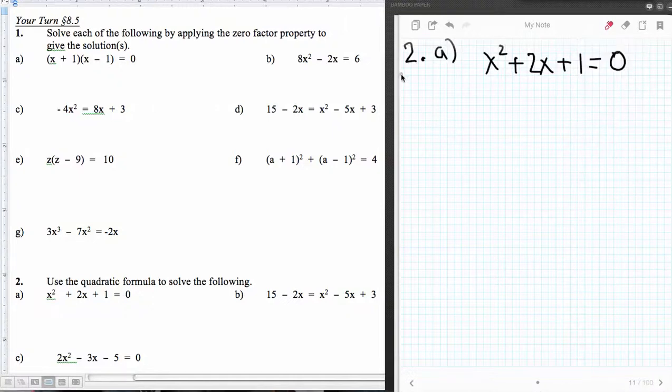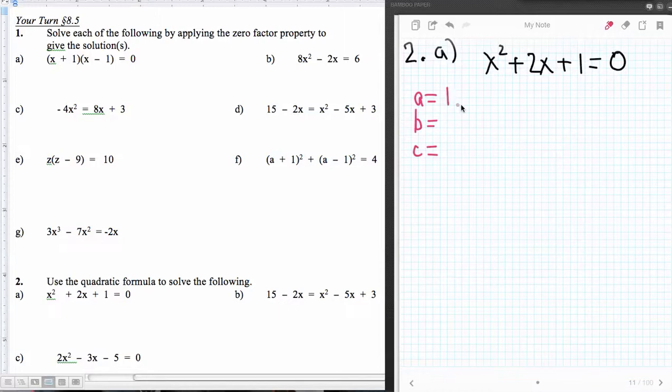All right, the last problem in the your turn. We are going to solve this using the quadratic formula. Now this first one, we don't have to use the quadratic formula because it is absolutely factorable. And the preference would be not to use it if it is factorable. So we're going to do this just as an exercise.